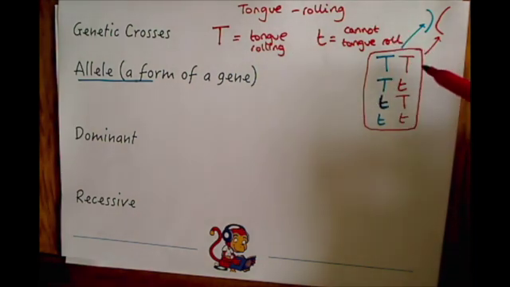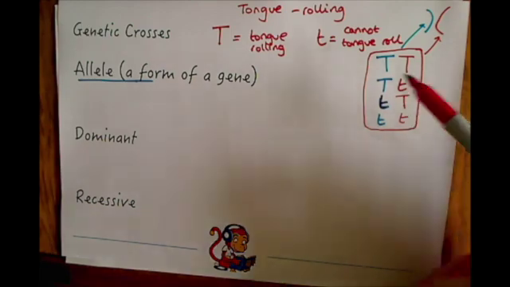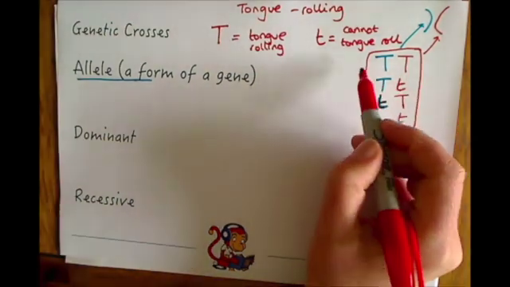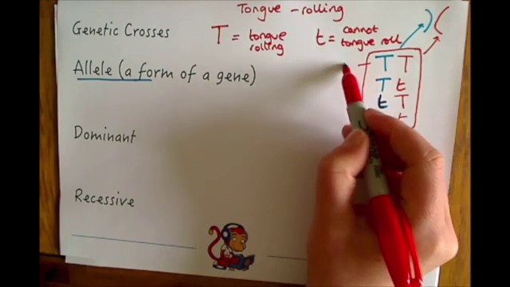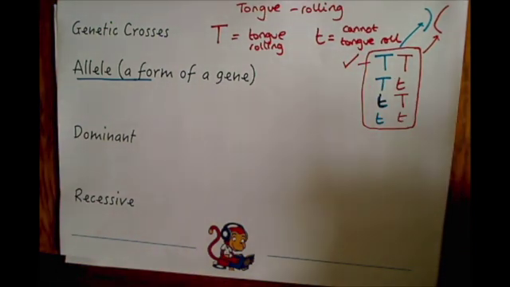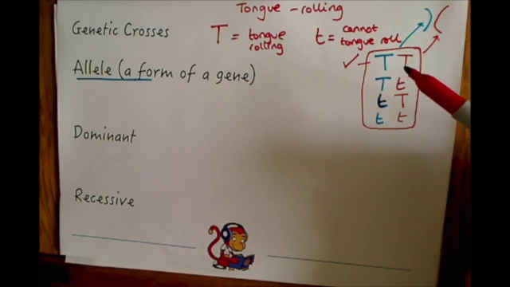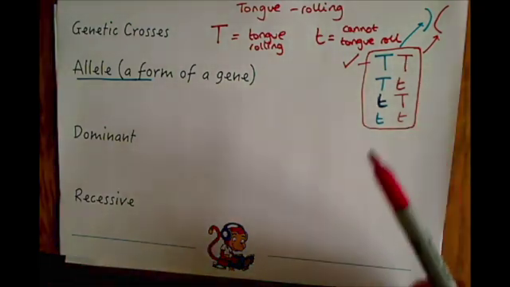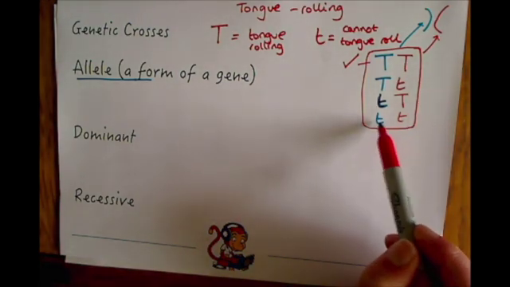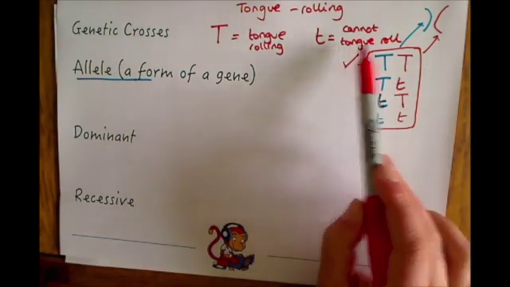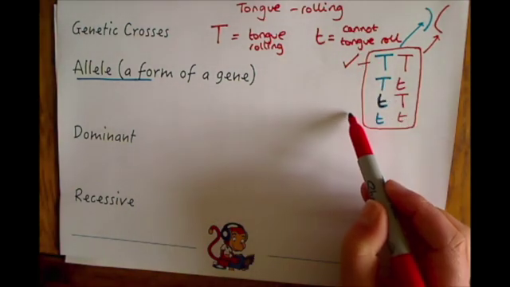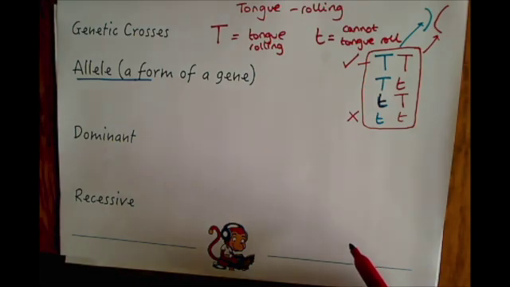Now, a couple of them are a little bit easier. If you've got two capital T's for being able to roll your tongue, it will mean that you can roll your tongue because both of the alleles that you've got are capitals. If you look at the bottom one, you can see you've got both alleles for cannot roll your tongue. So both of those are for cannot, so that will mean you can't tongue roll.